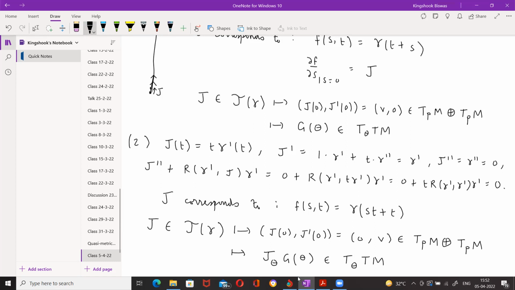So the first one is a horizontal vector in T theta Tm, (V, 0). The second one is a vertical vector in T theta Tm, right? This is a horizontal vector. This is a vertical vector. Is it clear? Yes.